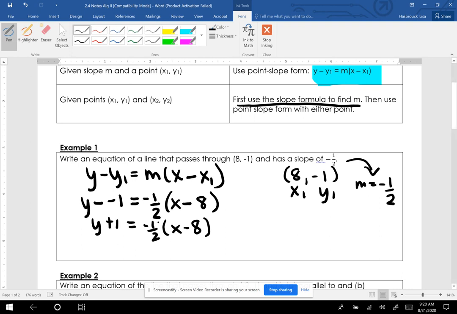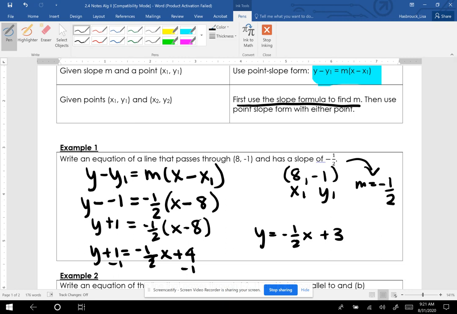To rearrange it, we would distribute the -1/2. Y plus 1 equals -1/2 x. 1/2 of 8 is 4, and it's a negative times a negative, so it becomes a plus. We would subtract 1 from each side to get y equals -1/2 x plus 3. So that would be it for that problem.